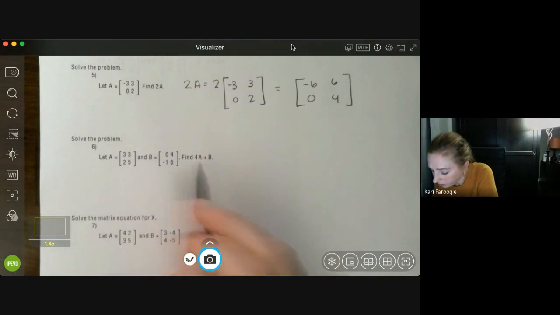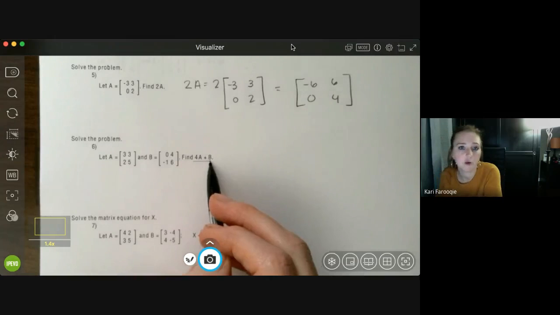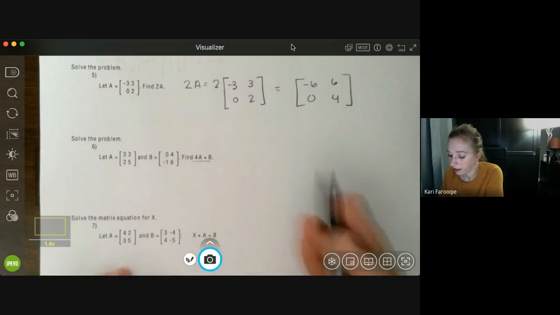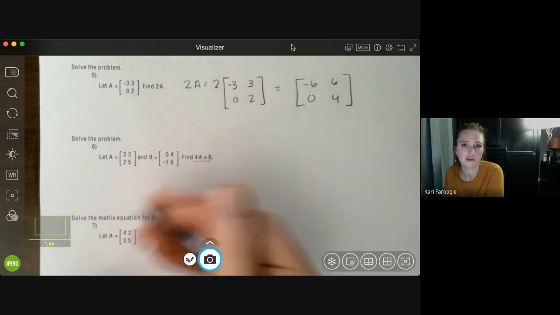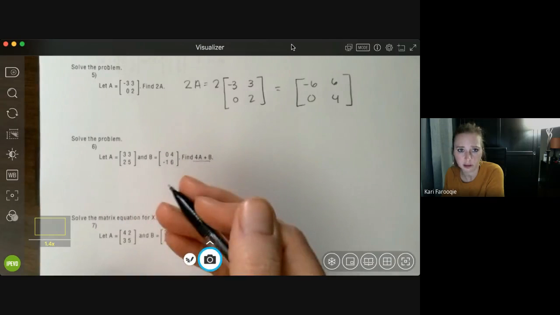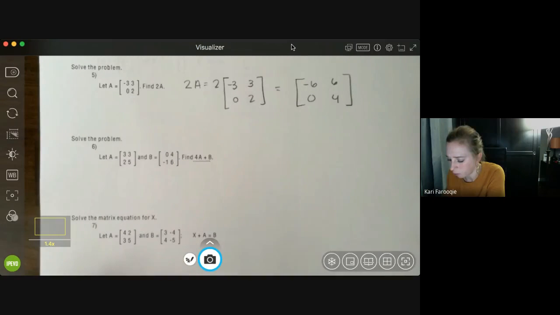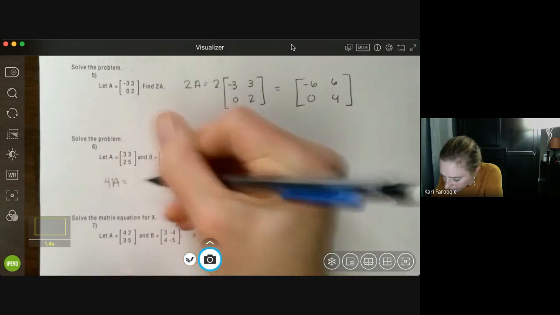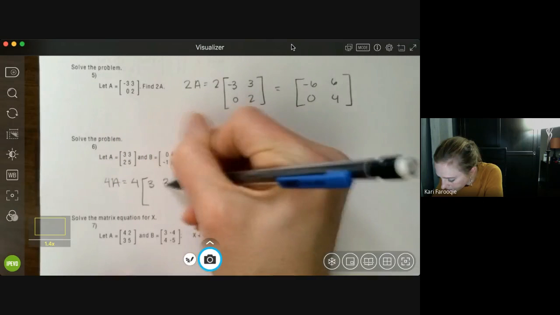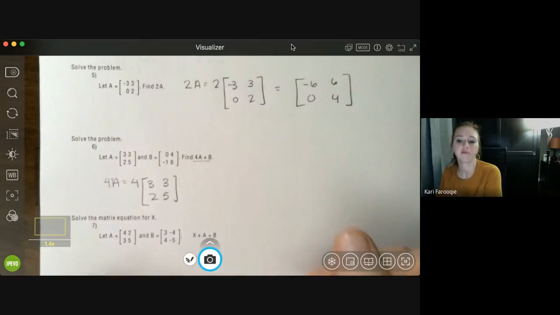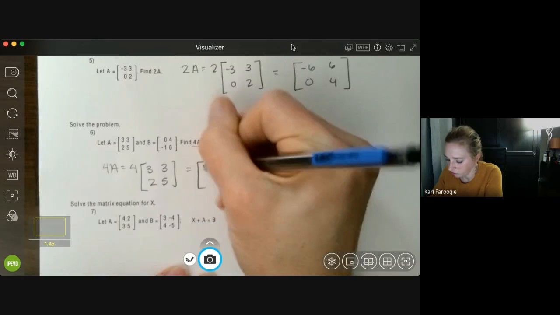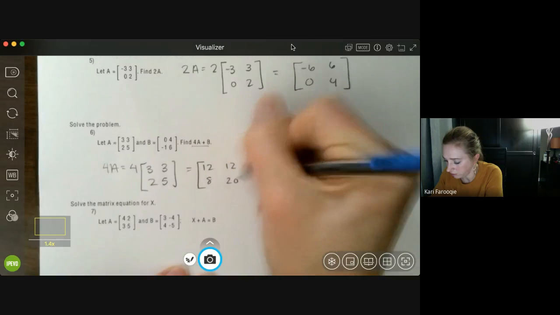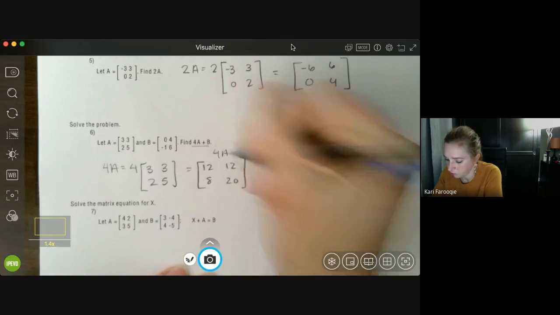Okay, next we're going to take 4A plus B. So now we're going to combine scalar multiplication and matrix addition. So I need 4A. Now I'm going to do 4A first. And this is where I would recommend you actually including more work, because you have 2 different steps here. Try not to skip out, or if you're doing a lot of mental math, something might go wrong. First, I'm going to take 4A. That means I'm taking 4 times 3325, which is 12, 12, 8, 20. So there's your 4A.